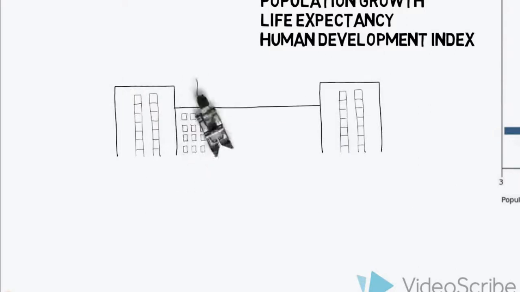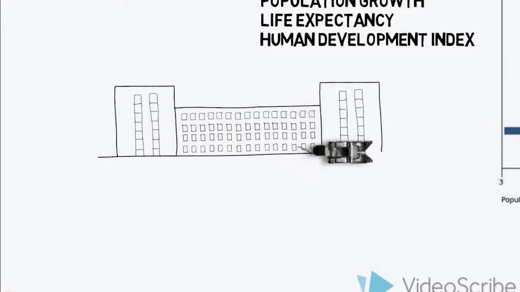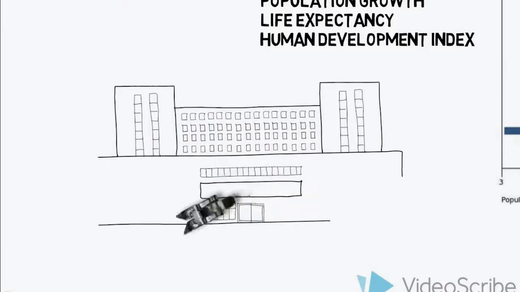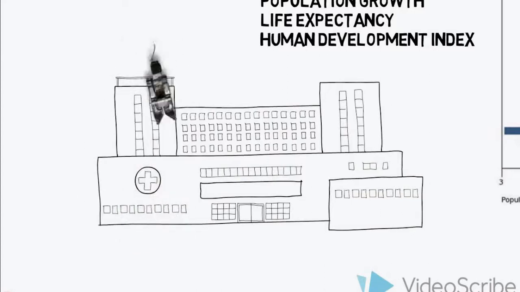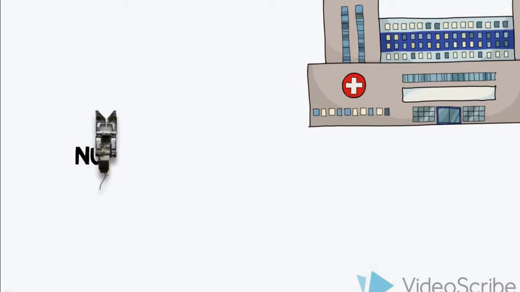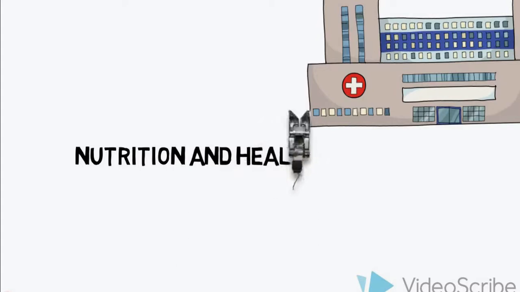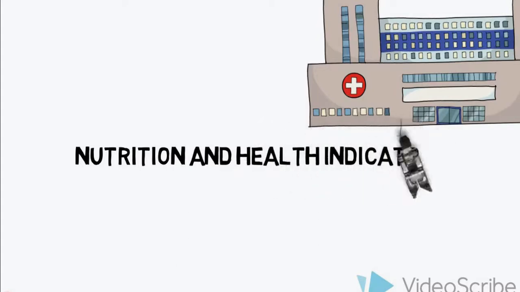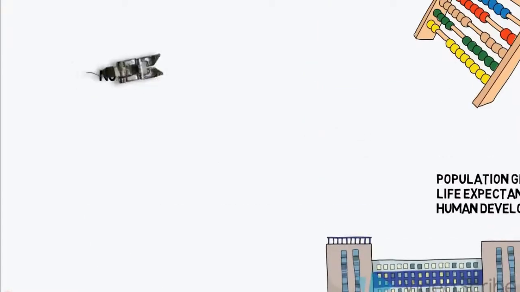Our next type of indicators under social indicators are very important. They look at nutrition and health. Nutrition and health are very important for each and every single country. Nutrition is an important indicator of the well-being of infants and young children. Child malnutrition can be expressed in terms of weight for age and height for age. We'll have a closer look at these things.